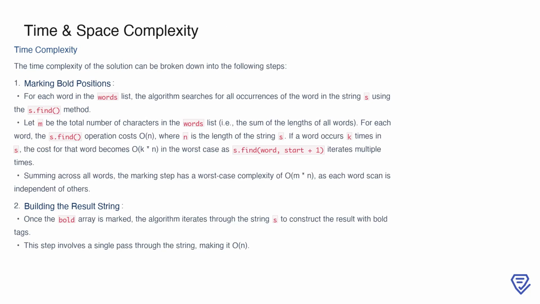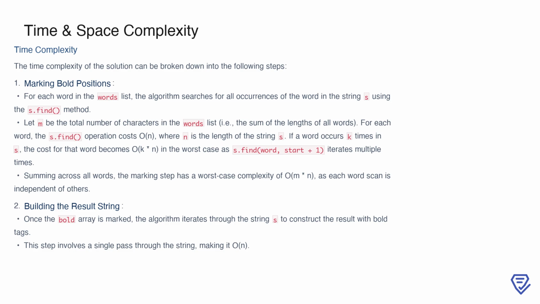To analyze the time complexity of the solution, we can break it into two main steps. First, there's the process of marking the bold positions in the string. For each word in the given list of words, the algorithm uses s.find to locate all occurrences of that word in the string s. If a word appears multiple times, s.find continues searching from the next position, which can result in O(k*n) operations for that word, where k is the number of occurrences and n is the length of s. When we consider all the words in the list, the total time complexity for this marking step becomes O(m*n), where m is the total combined length of all the words in the list.